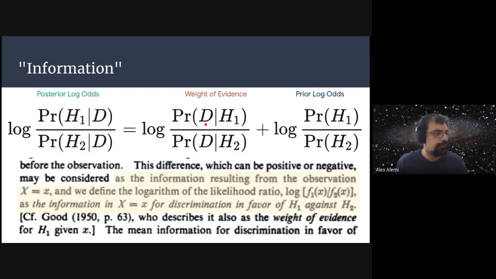So here's an excerpt of Kullback's book about information, in which he identified this middle term, the information resulting from the observation X. He used X, we used D. We define the logarithm of the likelihood ratio, he used F's, we used this form, as the information in the data for the discrimination in favor of hypothesis 1 against hypothesis 2. Because Kullback identified what he thought of as information, the English word information. What information is contained in data in favor of one hypothesis against another?